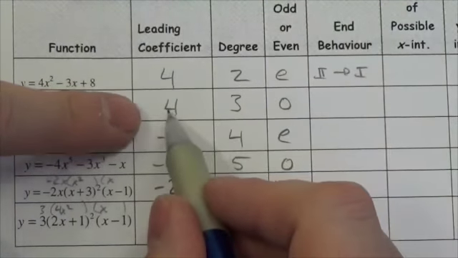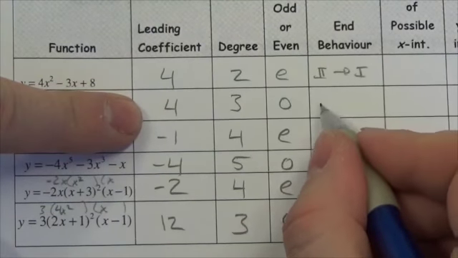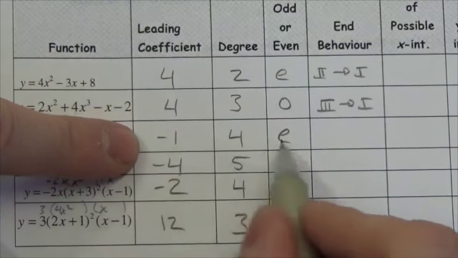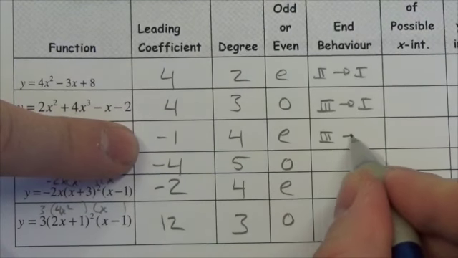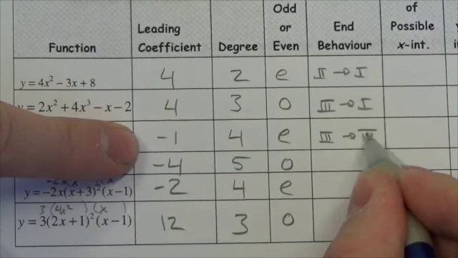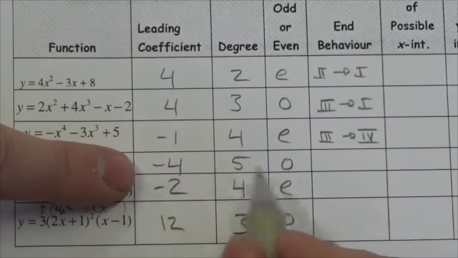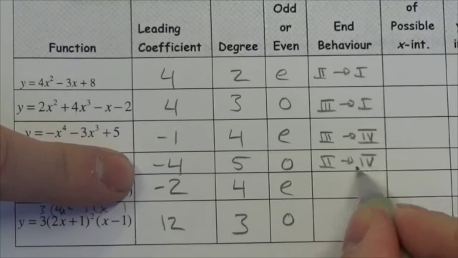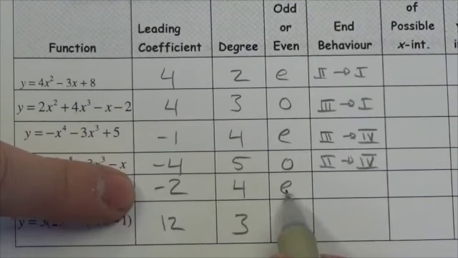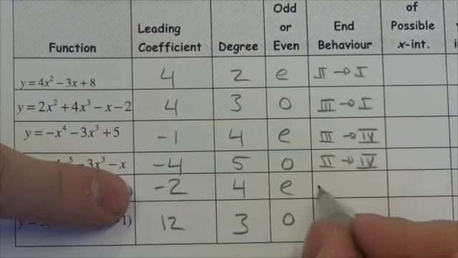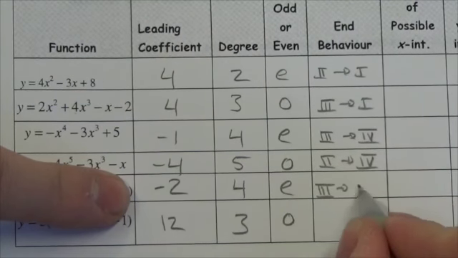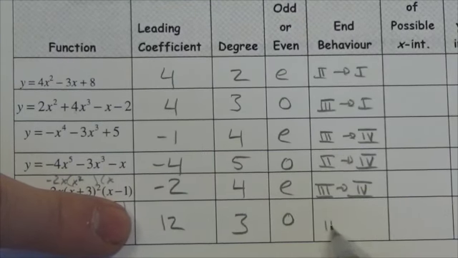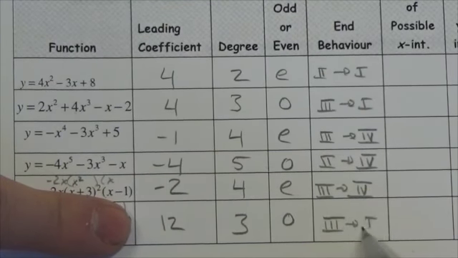Okay, this is a positive odd. So this is going to go from 3 to 1. This is a negative even, so this is going to go from 3 to 4. Okay, it's going to open down. This is a negative odd, so this is going to go from 2 to 4. This is a negative even, so again, just like the ones a couple up here, it's going to go from quadrant 3 to quadrant 4. And this is a positive odd, so it's going to go from 3 up to 1.